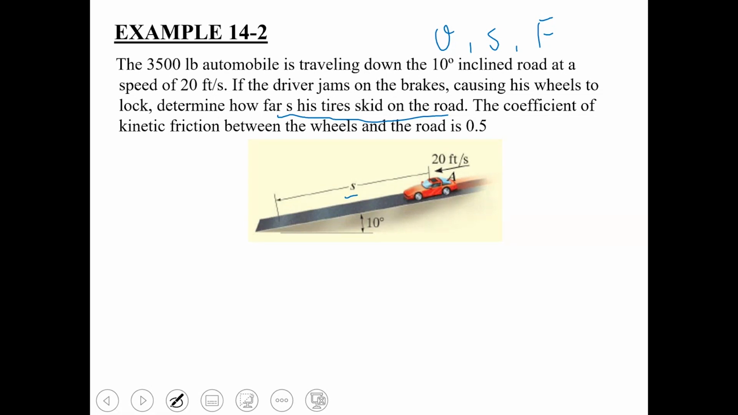here, since F, S and V are involved, the work energy principle is going to give you the shortest solution. Although this problem can also be solved using the equation of motion, but since F, V and S are involved here, the work energy principle would give you a more direct solution as compared to the equation of motion. Is this point clear to all of you? Yes, sir.